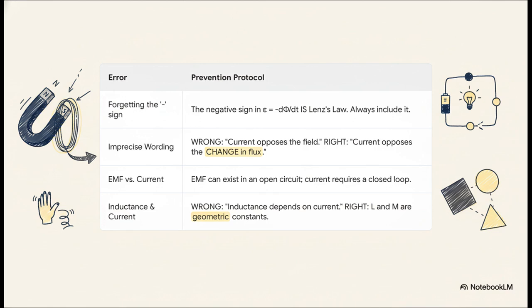Second, be precise with your language. Don't say current opposes the field. Say current opposes the change in flux. Third, remember the difference we just covered. EMF can exist in an open circuit, but current needs a closed loop. And finally, a common misconception is that inductance depends on current. Nope, it's purely about the geometry of the coil. Honestly, this is a great slide to screenshot for your last-minute revision.